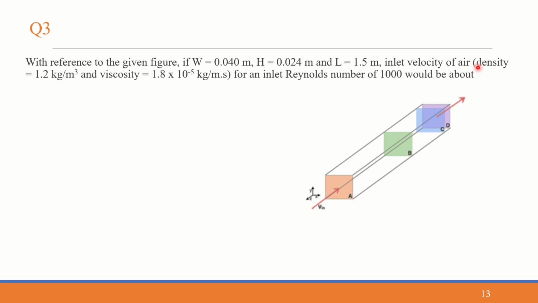Inlet velocity of air whose density is 1.2 kg per meter cube and viscosity is 1.8 into 10 power minus 5 kg per meter second. Inlet velocity of air for an inlet Reynolds number of 1000 would be about dash. Option A is 0.47 meter per second, option B 0.5 meter per second, option C 0.94 meter per second, option D 2 meter per second.